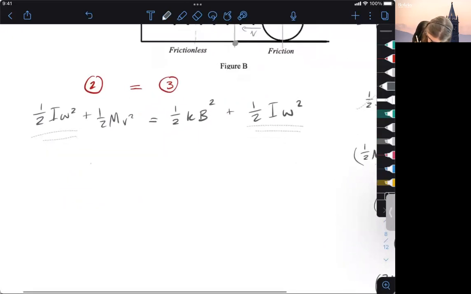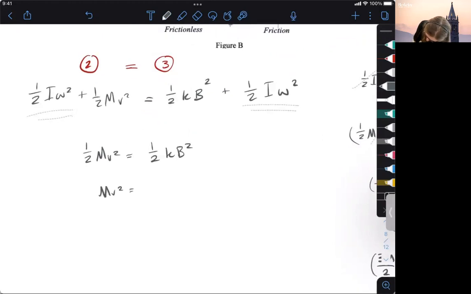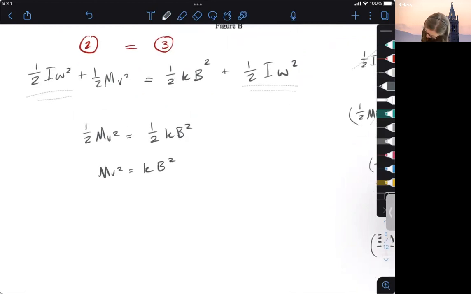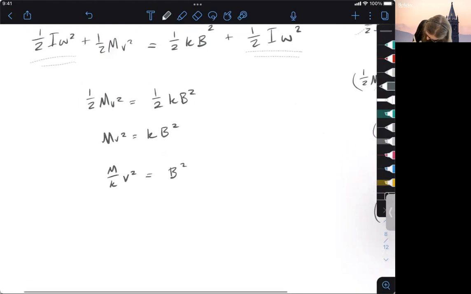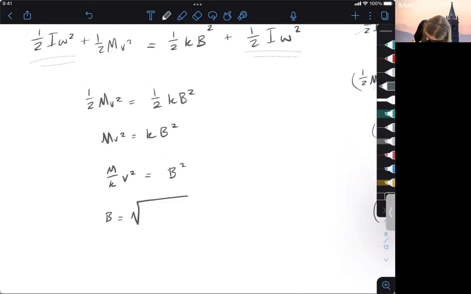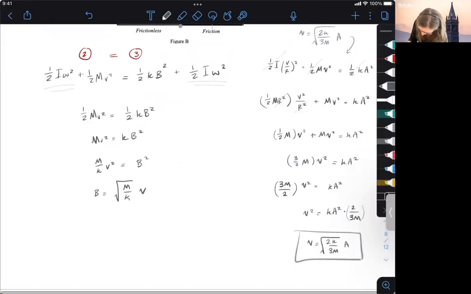Okay, so then we have 1/2 mv squared is equal to 1/2 kb squared. So mv squared is equal to kb squared. So m over k v squared is equal to b squared. So b is equal to the square root of m over k, and then just multiply by v on the outside here. Let's see if this works out. I need to double check my algebra skills here.